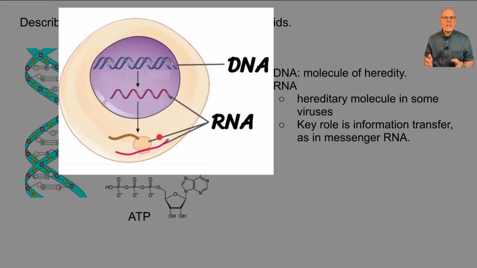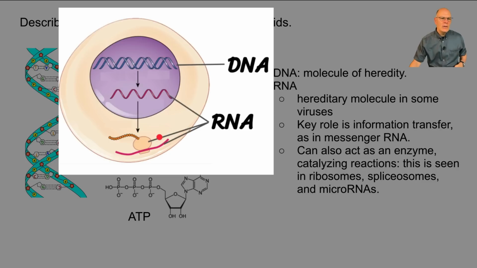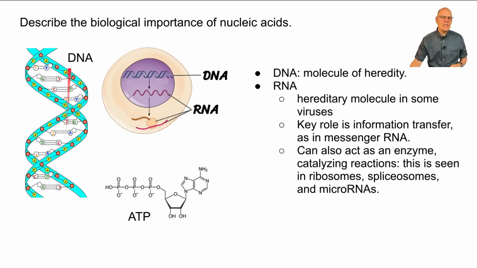RNA is a very versatile molecule. It's not in the form of a double helix the way DNA is. It can take many, many forms, and it can act as an enzyme catalyzing reactions. Ribosomes are essentially catalytic RNA. There are also other molecules called spliceosomes, microRNAs, that play a whole variety of functions.